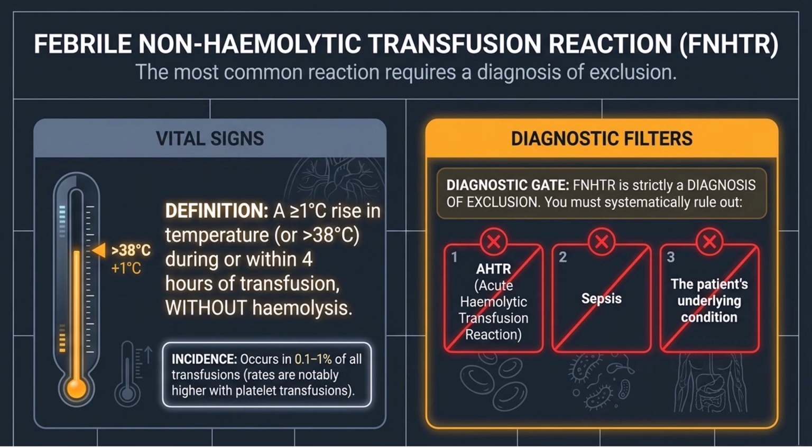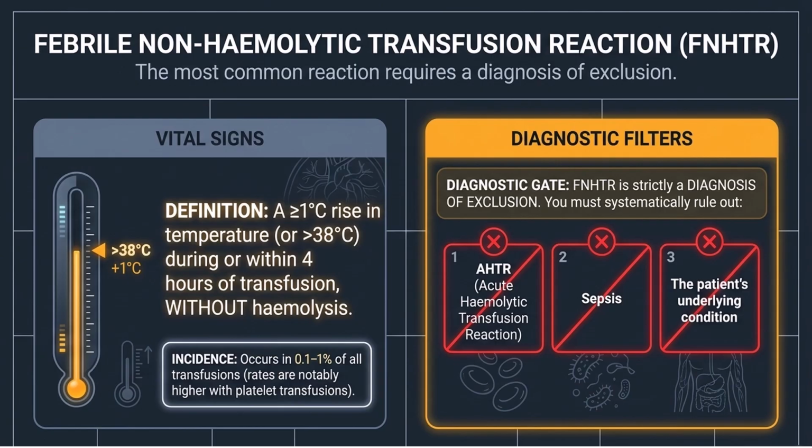How can we define FNHTR? FNHTR is defined as a rise in temperature of greater than or equal to 1 degree Celsius. This is a threshold. It does not need to be a dramatic fever; even a one degree rise during or within 4 hours of the transfusion qualifies as FNHTR. This 4-hour window is important because symptoms outside this window are less likely to be FNHTR. There is no hemolysis, unlike what you will see in AHTR.